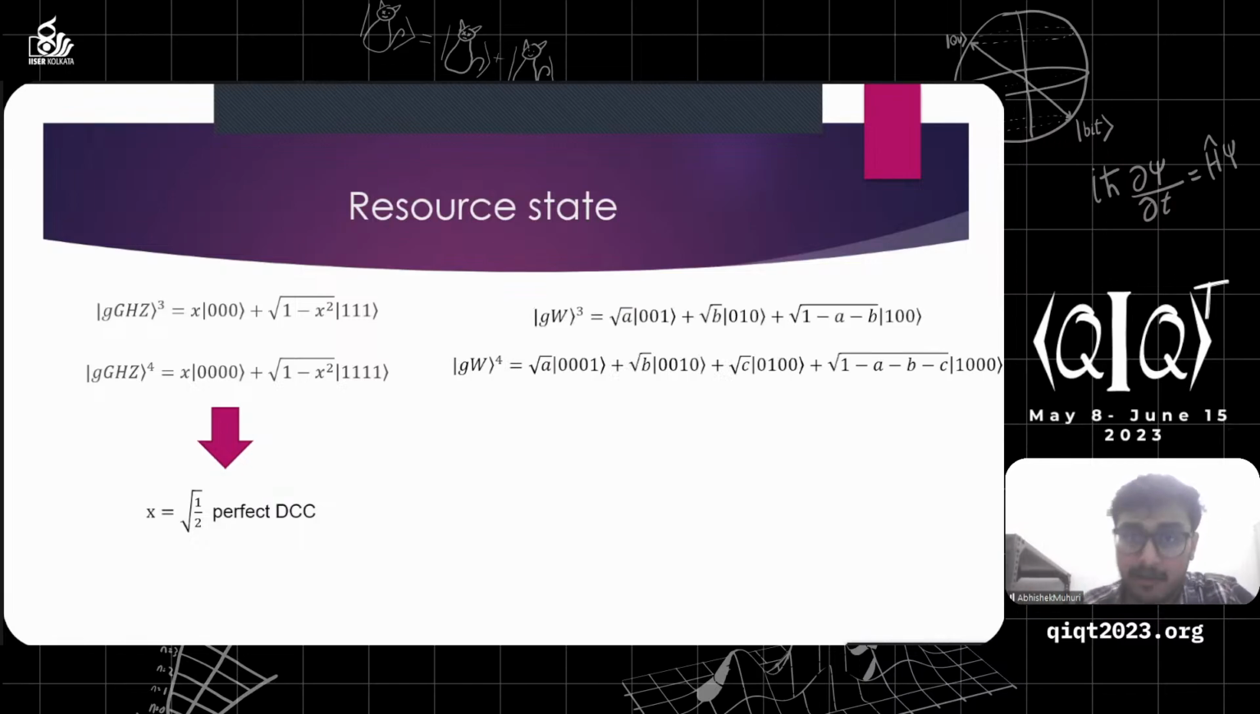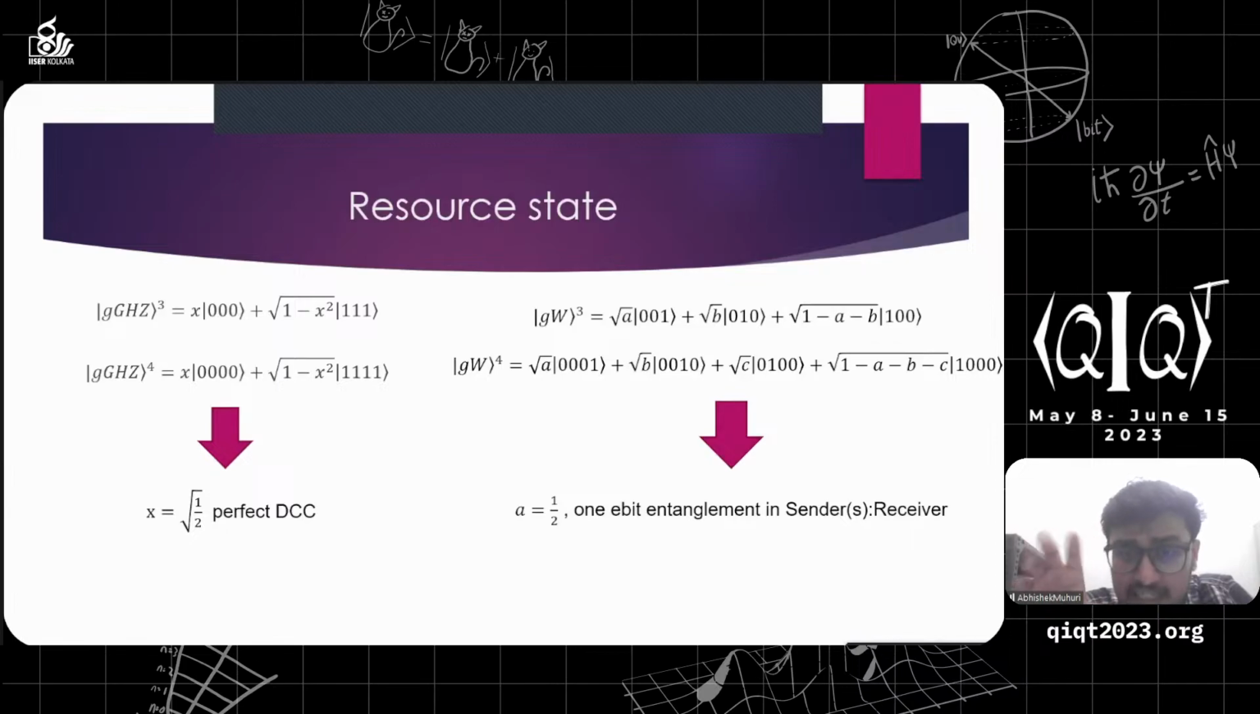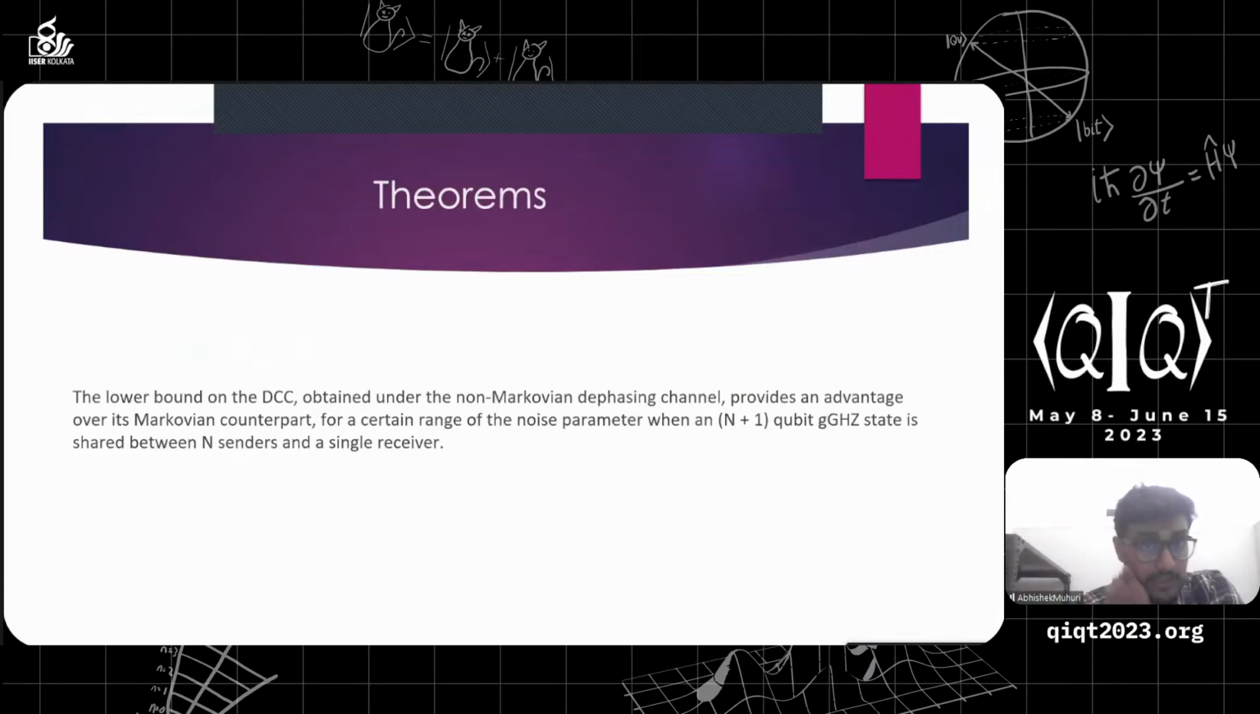In this case, for the GW state, we have modified the GW state in such a way that if we put A is equal to half, we'll see that for the sender to receiver case, 1 qubit of entanglement is there. Okay. So now we'll come to our first result.